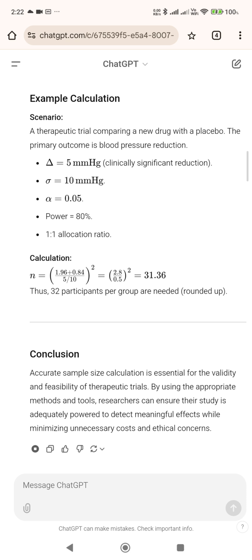Conclusion: accurate sample size calculation is essential for the validity and feasibility of therapeutic trials. By using the appropriate methods and tools, researchers can ensure their study is adequately powered to detect meaningful effects while minimizing unnecessary costs and ethical concerns.